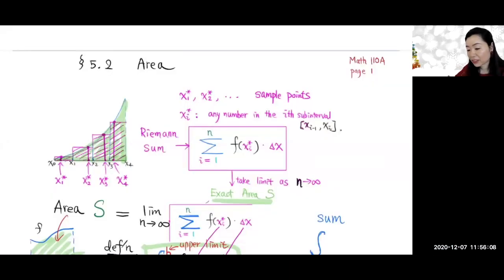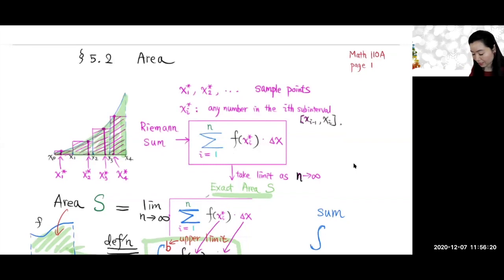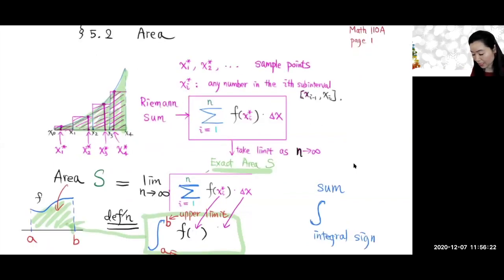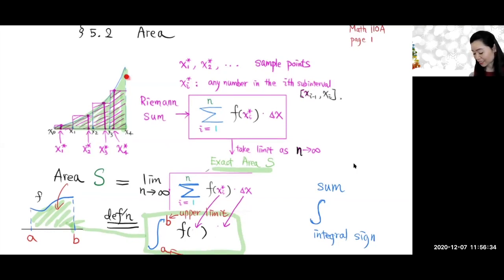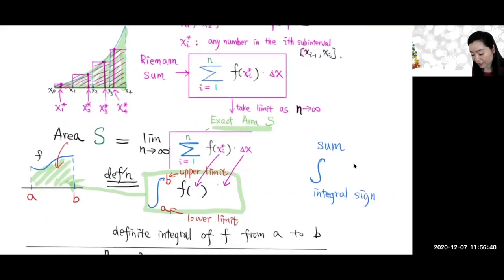Okay, so 5.2, we're going to talk about area. That's how we say that this Riemann sum, we take a sample point in each subinterval and we sum up those n rectangles, and then we take the limit as n goes to infinity, which approaches the exact area under the curve, right? So we define this area to be the limit of this Riemann sum.